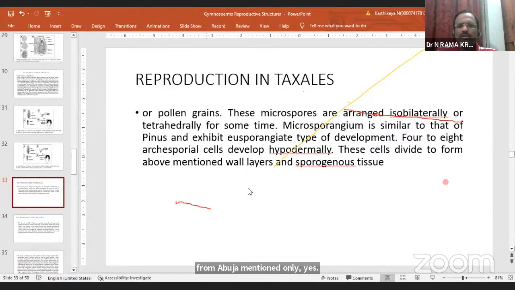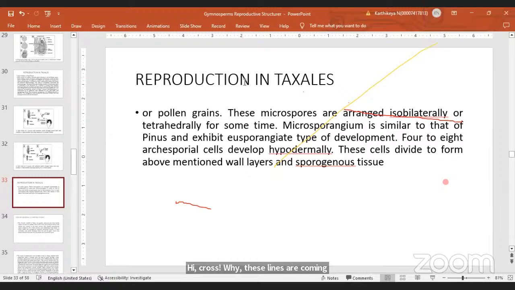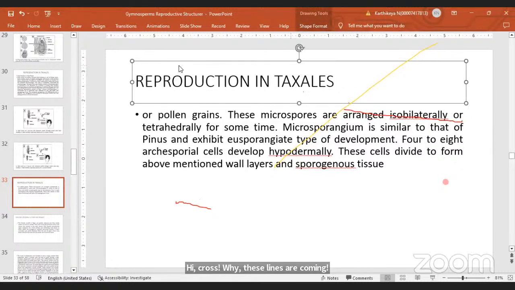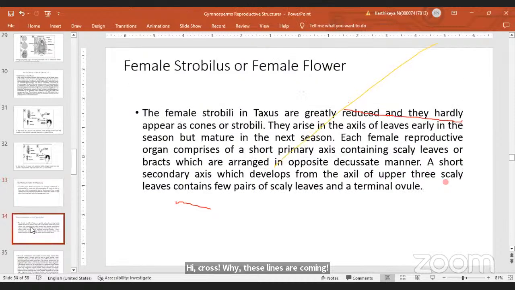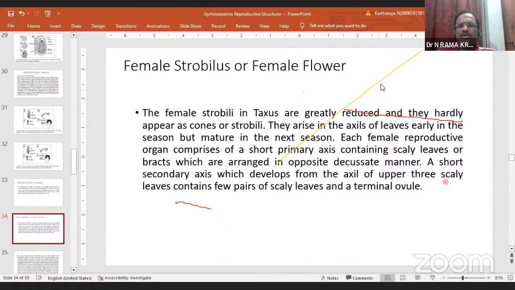I don't know why these lines are coming. Some students have shared some lines. Why?